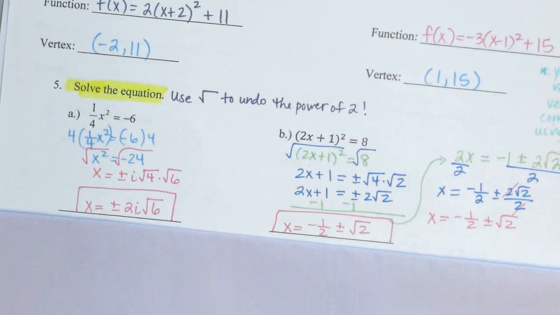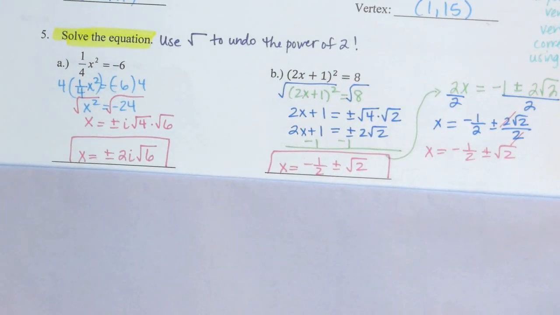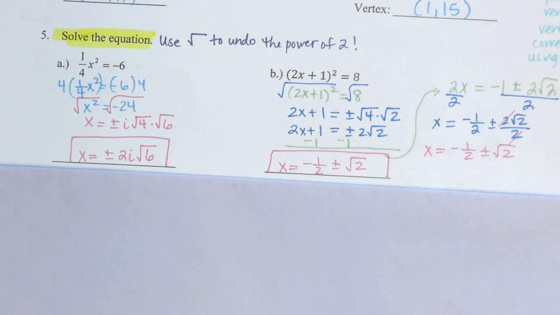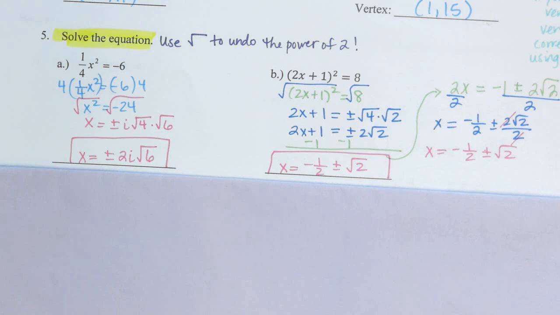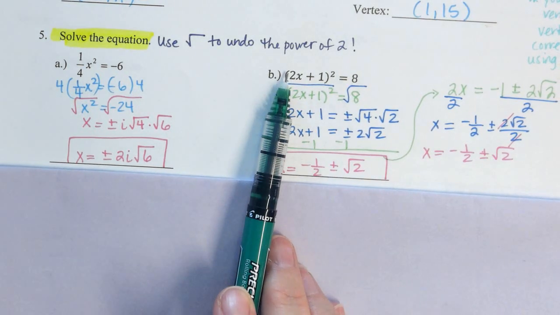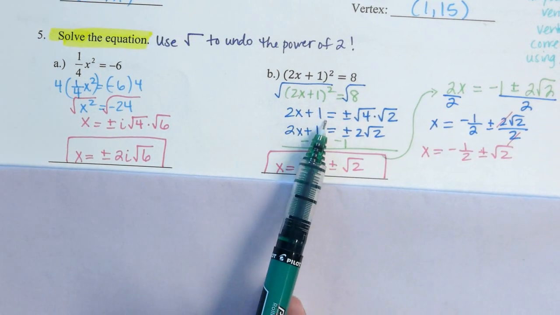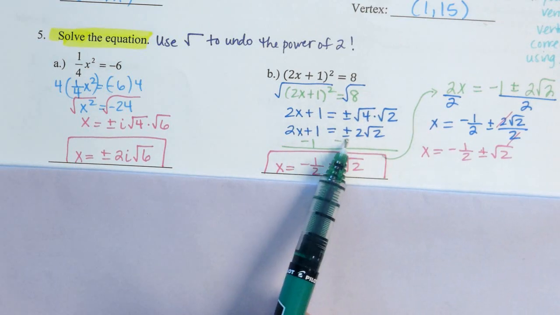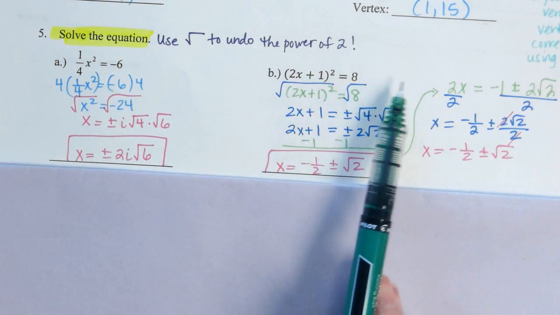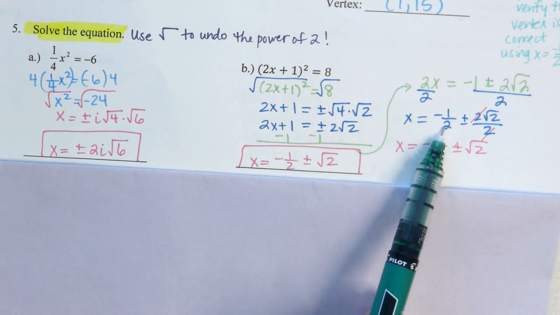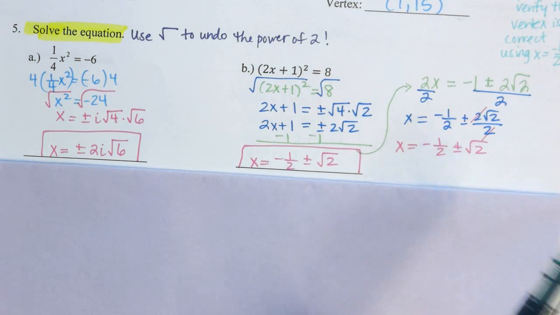Alright, and then for 5, you were solving the equation. So for 5a, you should have plus or minus 2i root 6. b is negative 1/2 plus or minus root 2. Now that one was a little bit special because you could simplify it. I talked to several people yesterday about this. Your first step is taking the square root. You take the square root to undo the power of 2. Simplify the square root of 8, and then from there, if you're dividing something by 2, you have to divide both of these by 2. So negative 1 over 2 plus or minus 2 root 2 over 2.